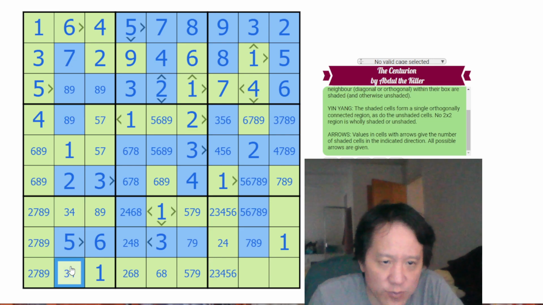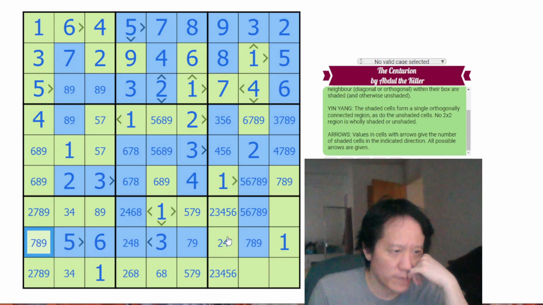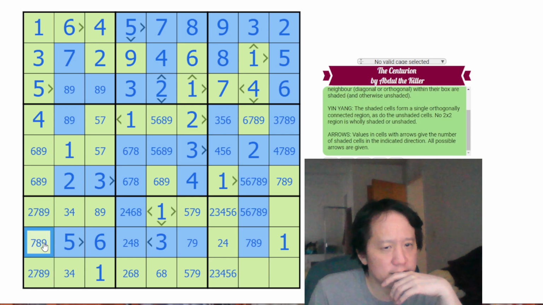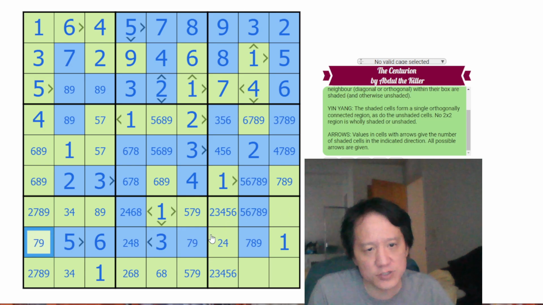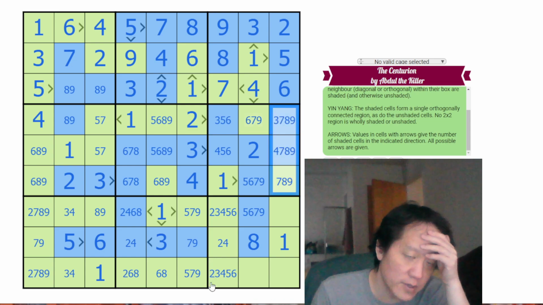So this has to be 3, 4, 3, 4, which means this cannot be 2. This cannot be 8. If this was 8, this would have to be 7 and 7, and therefore it would have to be shaded. So this is 7 or 9, this is 7 or 9, this has to be 8. Which means that can't be 8, this can't be 8, this can't be 8, this can't be 8. So 8's one of these 3.